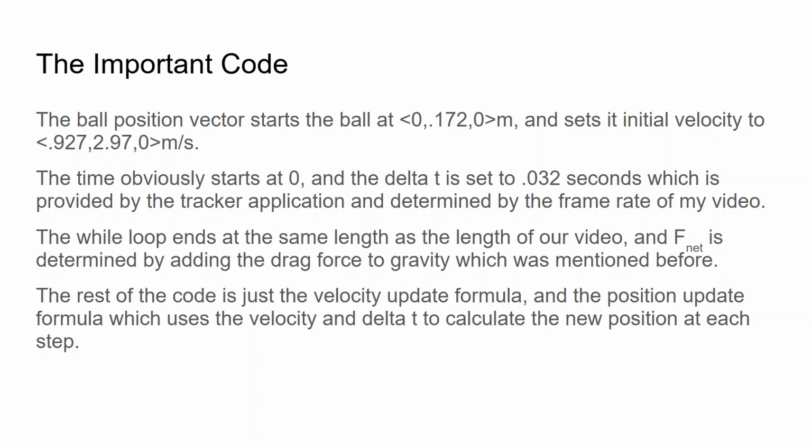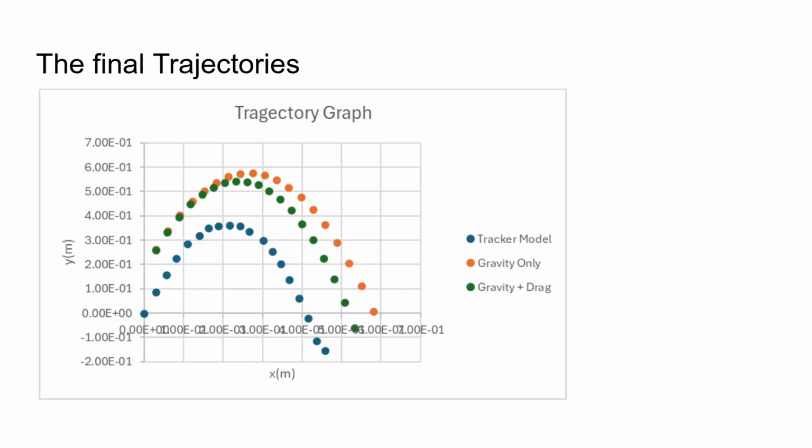The while loop ends at the same length as the length of our video, and Fnet is determined by adding drag force to gravity, which was mentioned before. The rest of the code is just the velocity update formula and the position update formula, which uses the velocity and delta t to calculate the new position at each step. Here's our final trajectories for each thing: the tracker model, the gravity plus drag, and then gravity only.